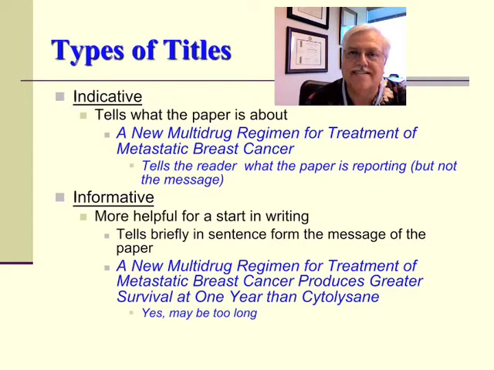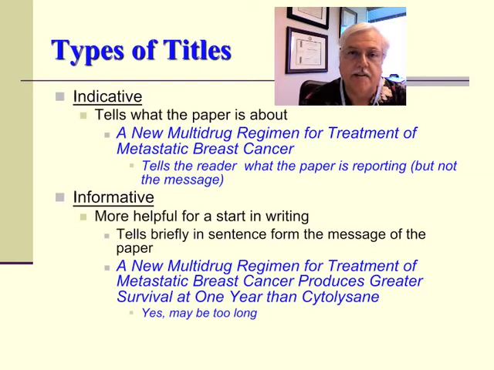The first one is an indicative title that tells what the paper is about. For instance, the title might be a new multi-drug regimen for treatment of metastatic breast cancer. This tells the reader what the paper is reporting, but not particularly the message.